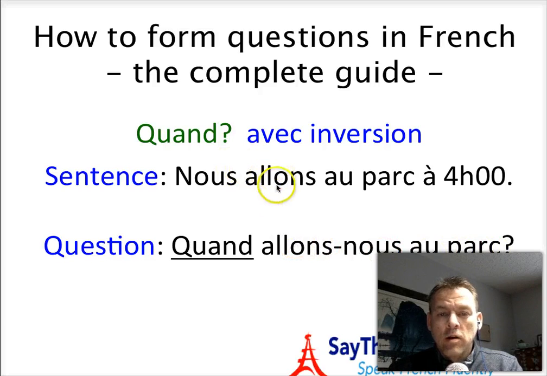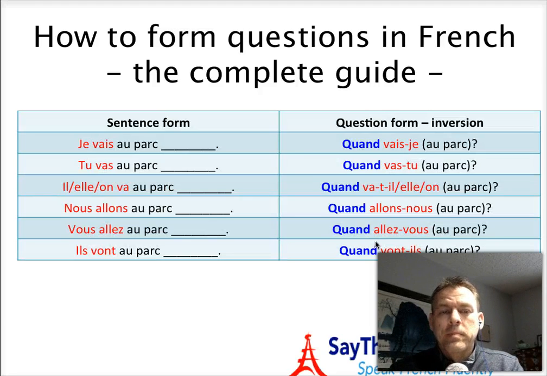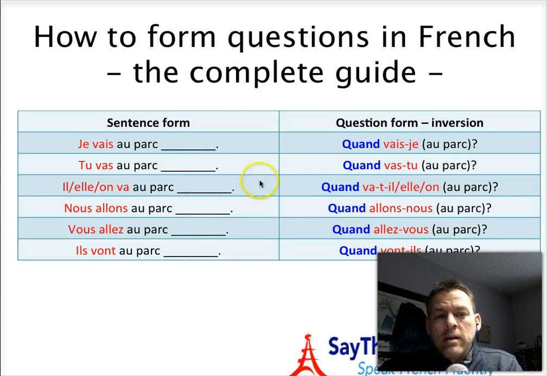Again, nous allons, allons-nous, right? You notice that? Je vais au parc. Quand vais-je? Au parc. So here, vais-je. The S is silent. Vais-je. Vas-tu? Quand vas-tu au parc?